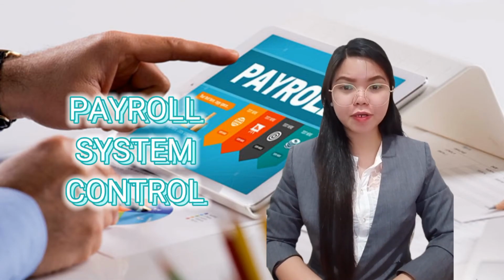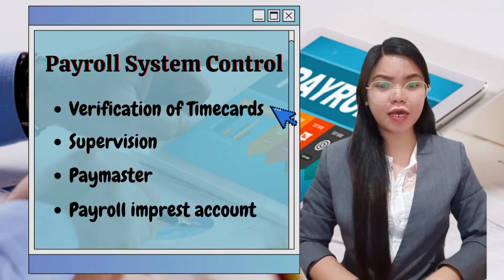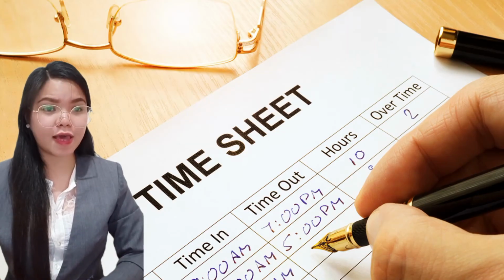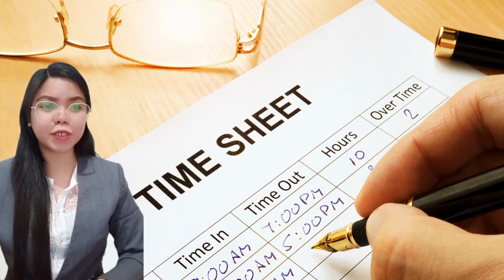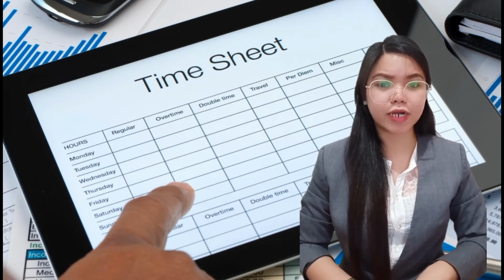Moreover, we have payroll system control. Under this control, we have first, verification of time cards. The time card is the formal record of daily attendance. Each day at the beginning of the shift, employees place their time cards in a special clock that records arrival. They clock out for their lunch period and at the end of the shift before sending time cards to payroll. The supervisor must verify their accuracy and sign them.